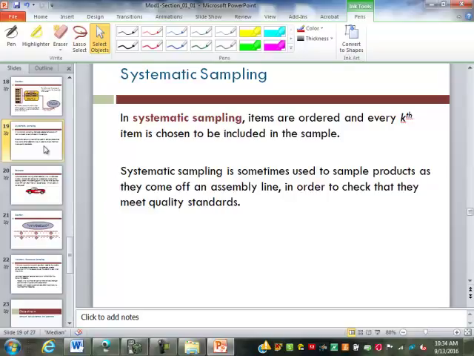Or what's more common is, let's say you have to test one in every 100 parts. So you'll randomly select a number between 1 and 100 at the beginning of the day. Let's say your number is 19. So that means every 100 parts, you're going to select the 19th. So you'll select part 19, part 119, part 219, and so on. So you randomly select a starting point, and then the system determines the rest of the sample after that.